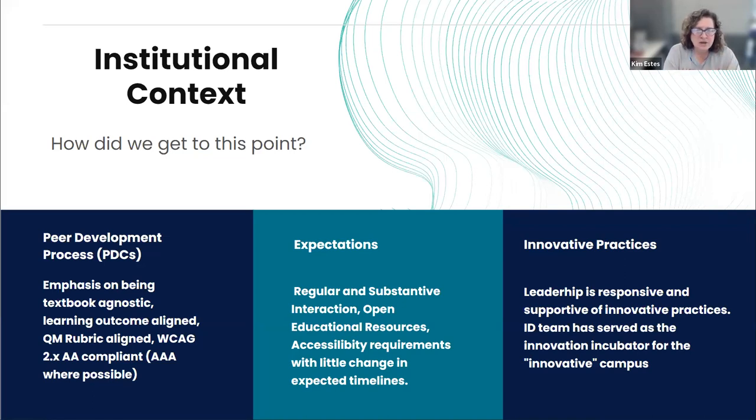We had some very high expectations for our courses. They must include regular and substantive interaction. For those of you not familiar, RSI is something that the DOE put forward and clarified in June of 2021. Financial aid money for online courses is tied to regular and substantive interaction. So you have to make sure that you're meeting those requirements from the DOE, or they can rescind your financial aid for those courses. Educational resources were available to our faculty that they were not aware of.